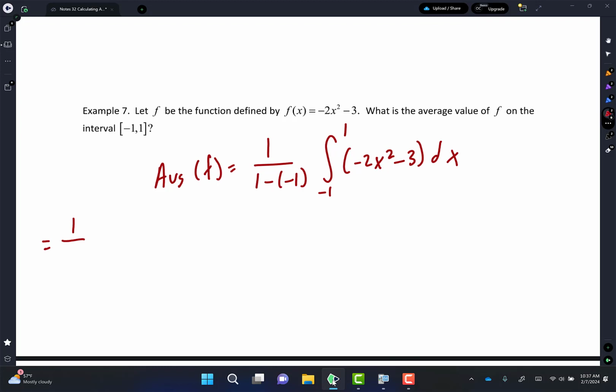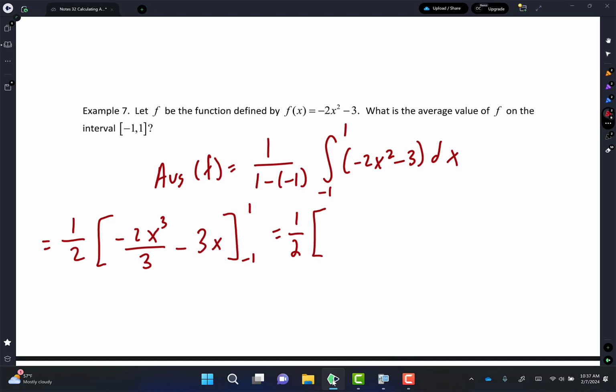Are we still okay? All right, so here we go. I get 1/2 because 1 plus 1 is 2. And I'm about to do the antiderivative. What's the antiderivative of negative 2x squared? Perfect. You can say 2/3 and write 2/3. I like to write 2x cubed over 3. Whatever your habit is, do it. Not a big deal. Minus, what's the antiderivative of 3? 3x, close it from negative 1 to 1. Are we okay? Okay. Leave the half alone.